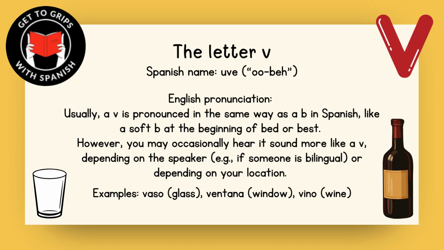The letter V in Spanish is called ube. The pronunciation is that usually a V is pronounced in the same way as a B in Spanish, like a soft B at the beginning of bed or best. However, you might occasionally hear it sound more like a V depending on the speaker. For example, if someone is bilingual, or it depends on your location. Examples are vaso, meaning glass, ventana, meaning window, and vino, meaning wine. So vaso, ventana, vino, and that's the letter V, which is often pronounced as a B in Spanish.